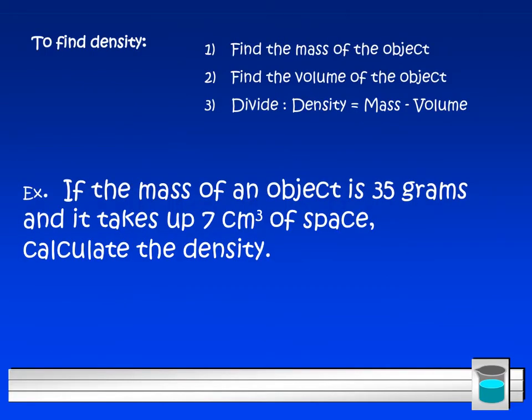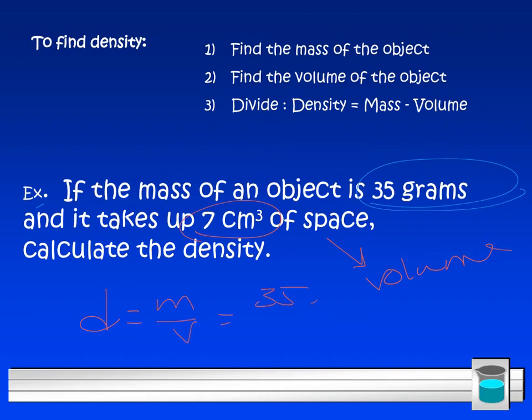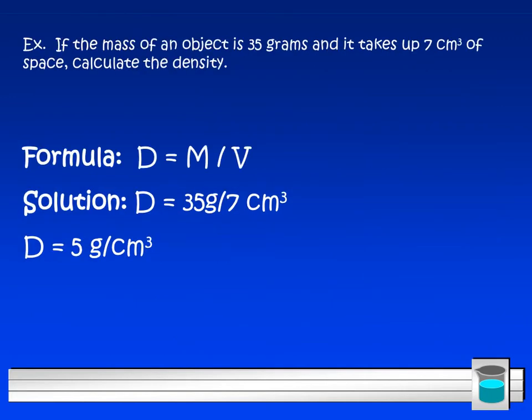Okay, so here's an example problem. The mass of an object is 35 grams, and it takes up space. Space is volume. So they're basically giving you density equals mass over volume. Mass is 35 grams. Volume is 7 cubic centimeters. So the density of this is 5 grams per cubic centimeter. Okay, so that's a straightforward, simple calculation.